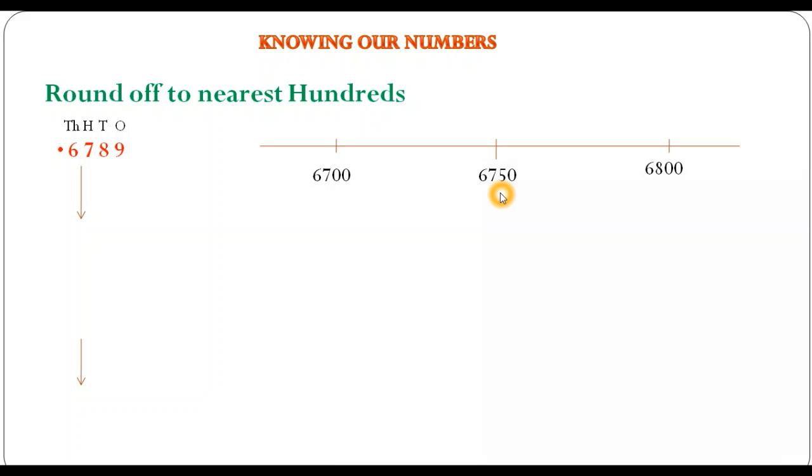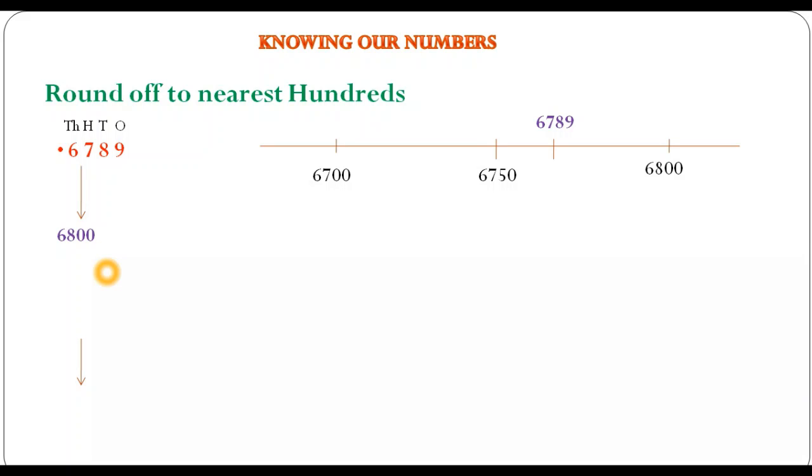The other option is you find the difference between this number and this number to find out how far this number is. Similarly, you find the difference of this number and the other number. At the end of the day, you have to find approximately where 6,789 would lie. Here you can see 6,789 would lie somewhere here. So basically this number is closer to 6,800 than to 6,700. Therefore we can round it off to 6,800.